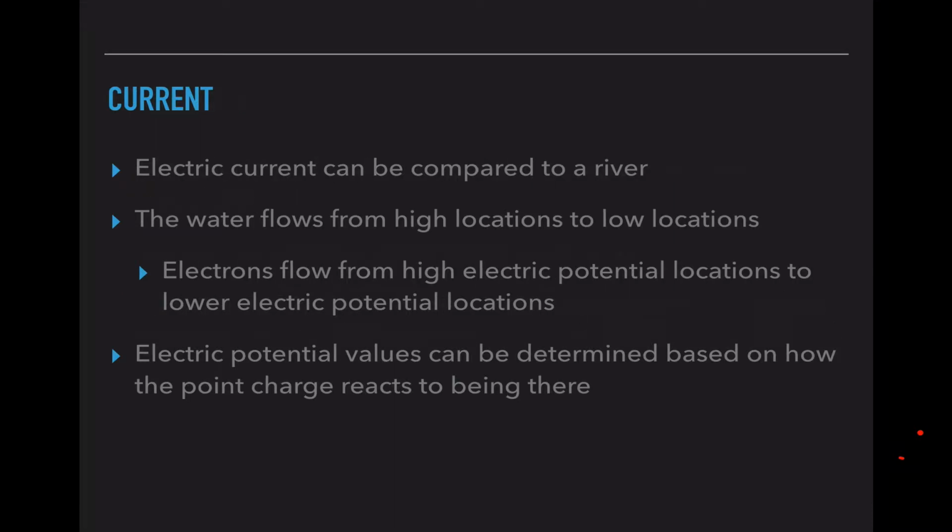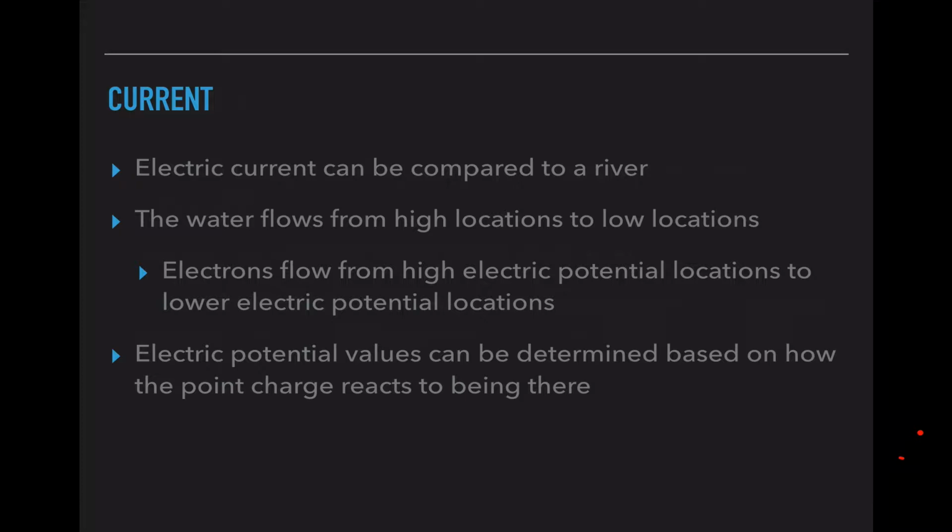Current can be compared to a river. The river will always flow from high locations to low locations. Just like that, the electrons flow from a high electric potential to a low electric potential. And electric potential values can be determined based on how the point charge reacts to being there. Now, that might not make a lot of sense right now, but we're going to elaborate on that on the next slide. So current is like a river.